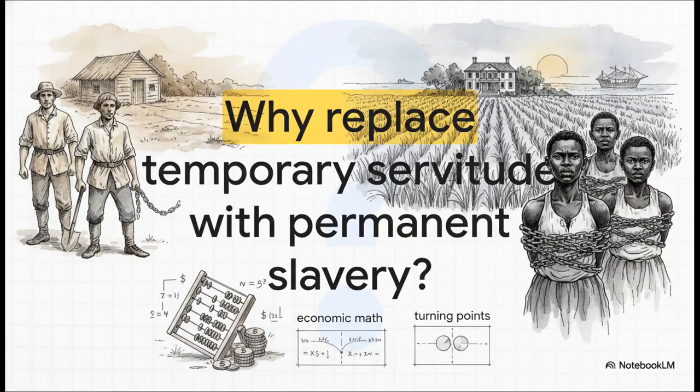So here's the big question that frames this entire explainer. Why did colonial planters completely replace temporary indentured servitude with an unprecedented, permanent system of racialized slavery? I mean, what were the specific turning points that made them abandon one system for another? By digging into this, we're going to uncover the chilling economic math that forever altered the modern world.